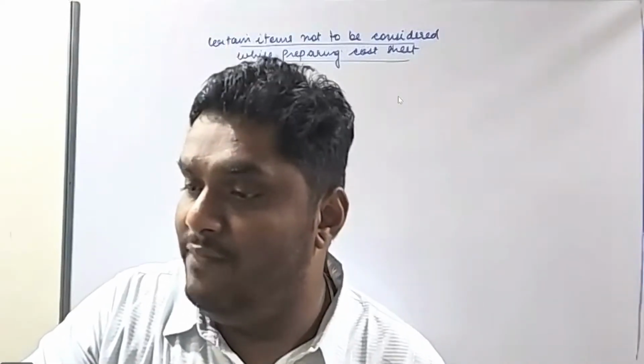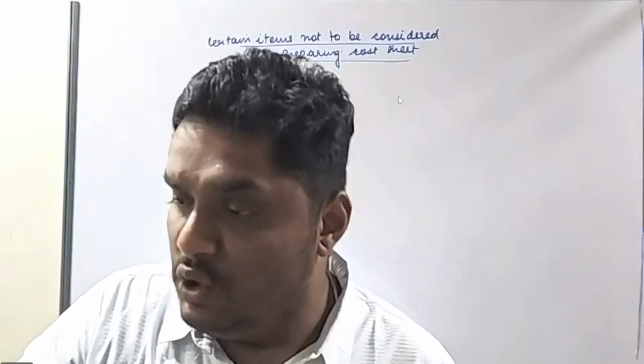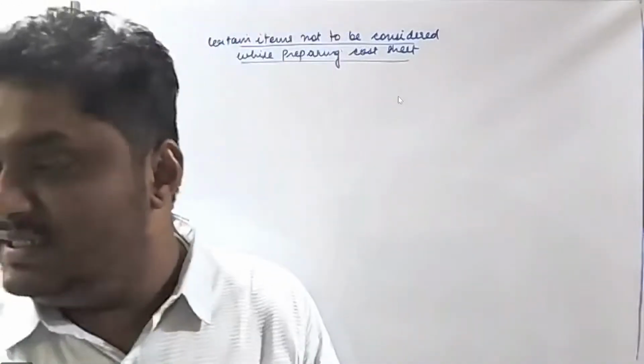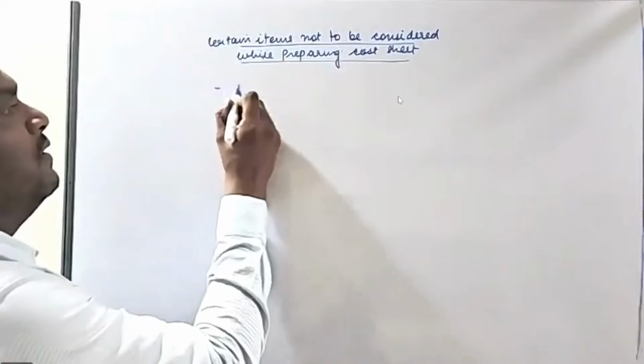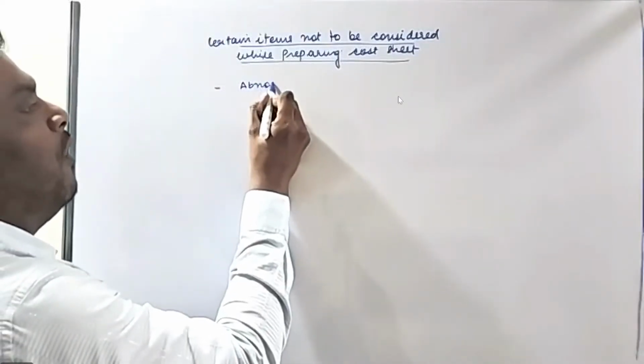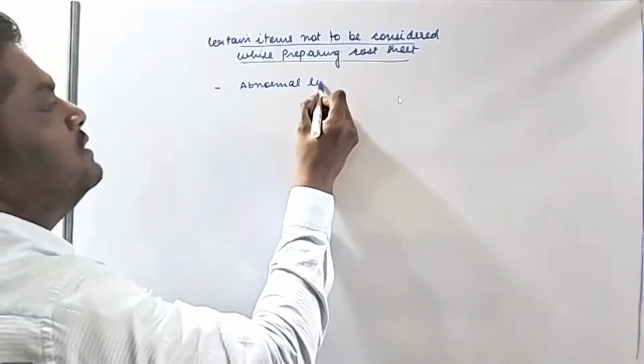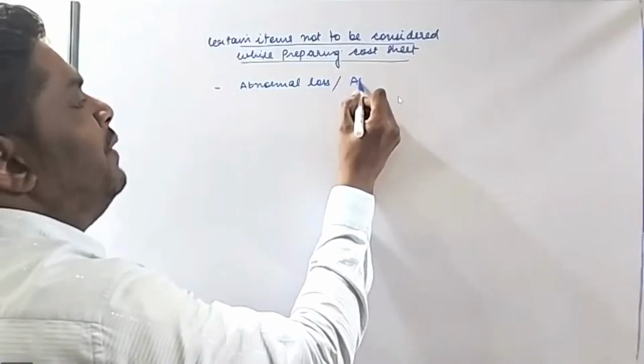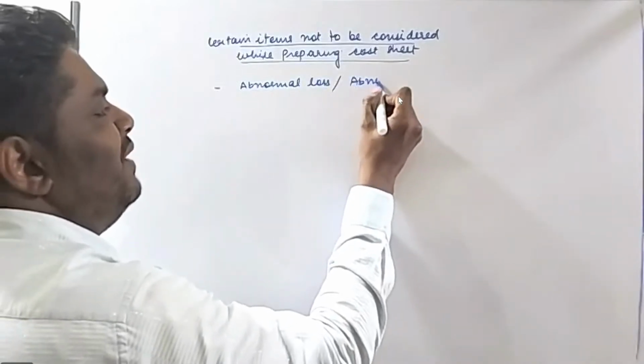Interest, I have already taken in cost of sales. So, okay, I have got the first answer, that is abnormal loss. Abnormal loss or abnormal gain. I'm adding this point, abnormal gain, Silesh.